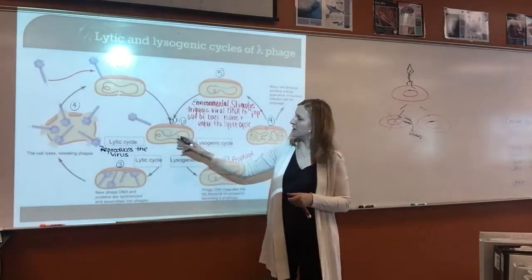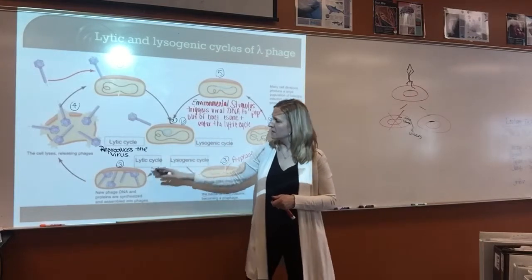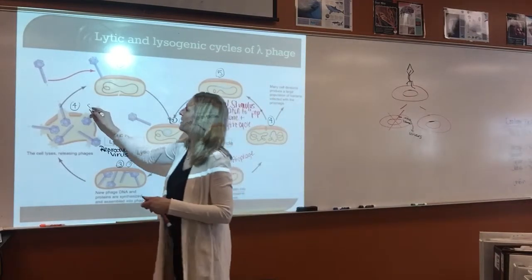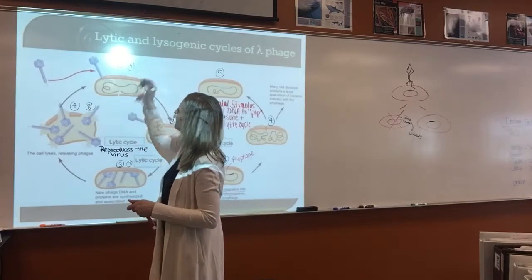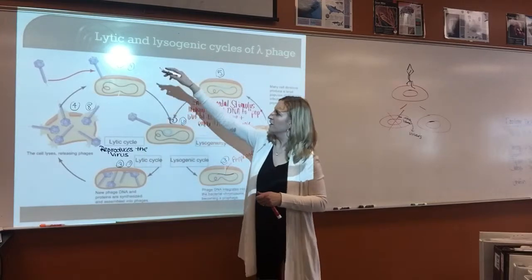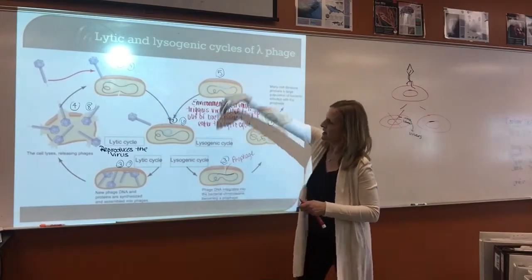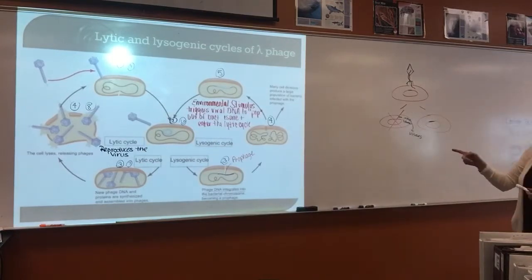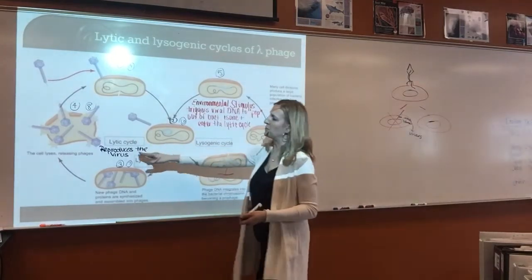Okay. And so then it starts using that DNA and enters. So I'll just do 7, 8, and 9. All right. So we can go around this way, or you can go around this way and go back to that, all right? And so therefore, the lytic cycle reproduces the virus.